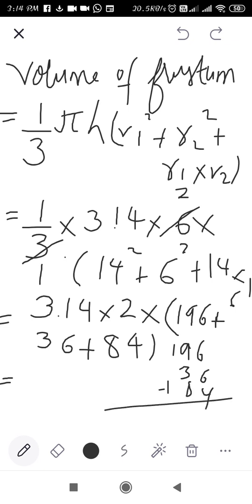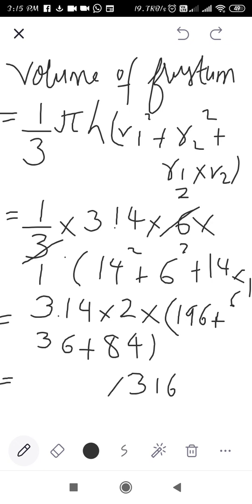plus 4, 10, 16. 6 here, right? 1 carry. 10, 8, 18, 21. So 1 you will write here, 2 carry, 2 plus 1, 3. 316. Okay. So when you will add 196, 36 and 84, you will get 316.